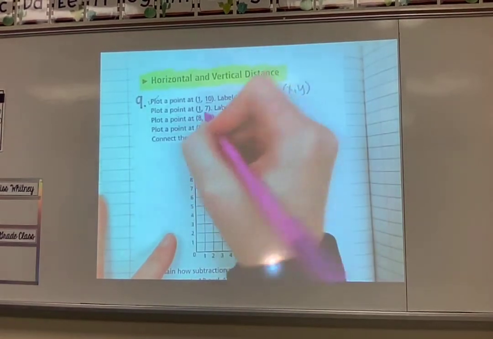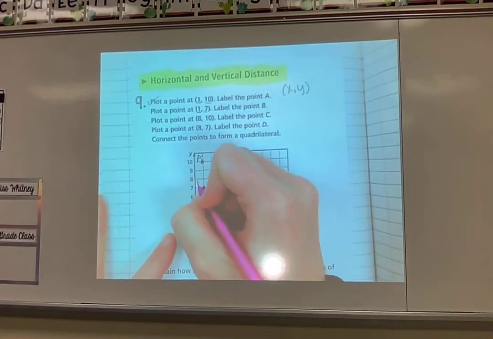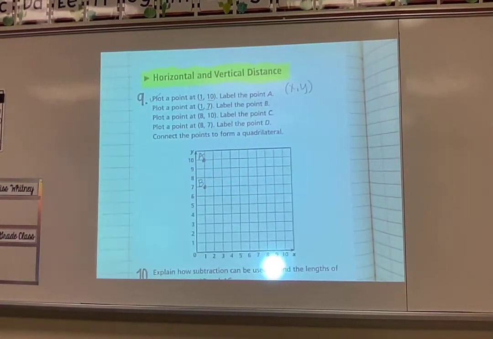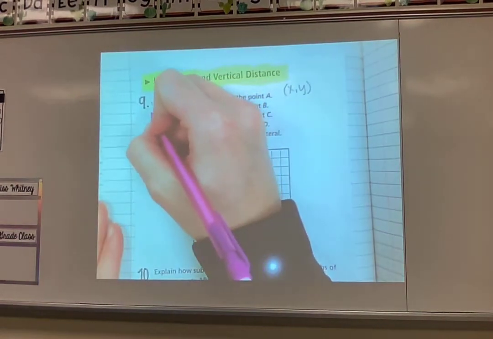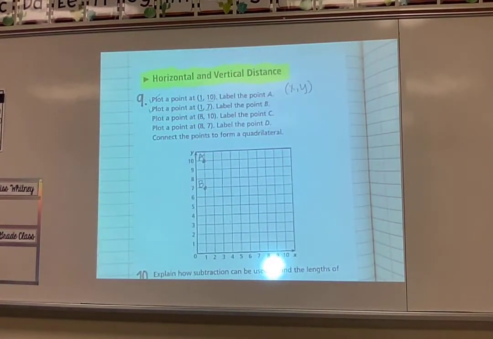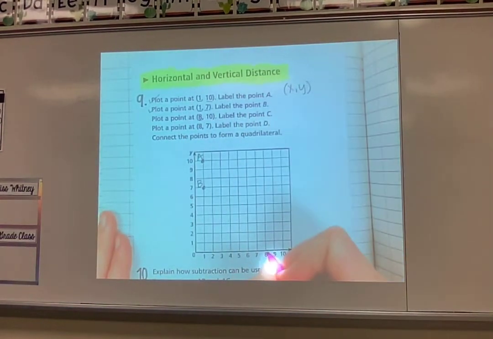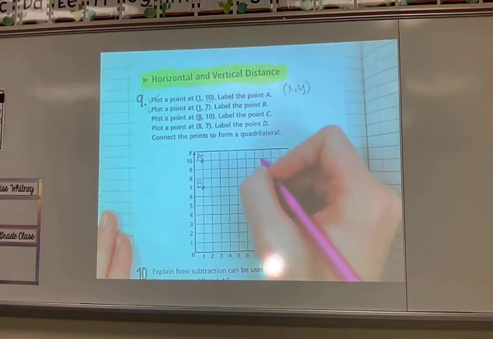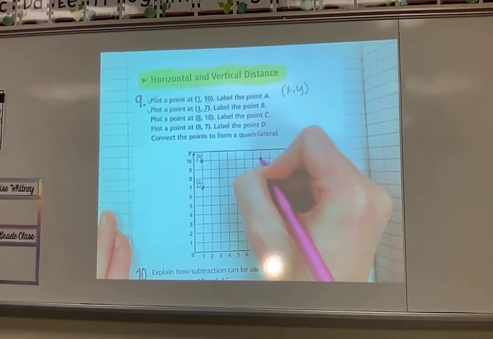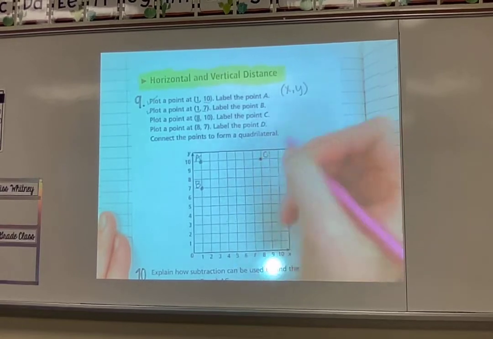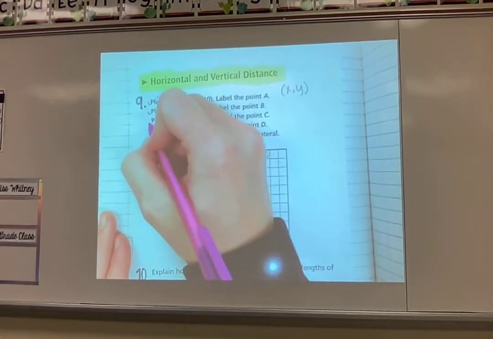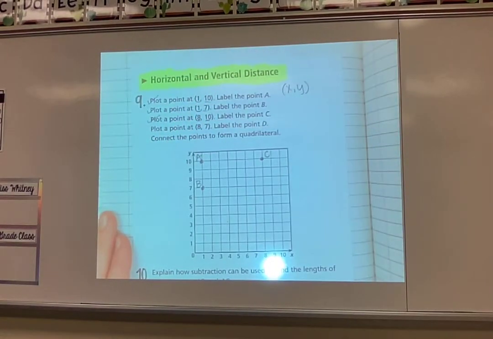All right, so my X coordinate is a 1, and then my Y coordinate is a 7. So 1, 7 is point B. So get my capital letter there. Check it off. The next one says, plot a point at 8, 10. Label the point C. So my X coordinate is 8 across, and then my Y coordinate is 10 going up. And they said label that point C, so capital C on that. Check it off because I have it done.